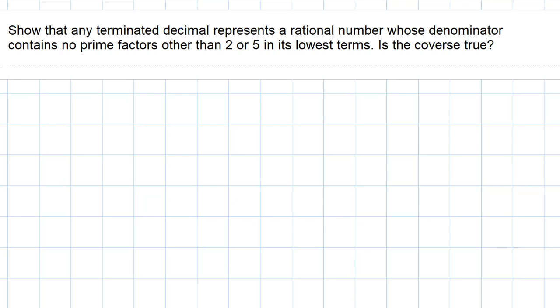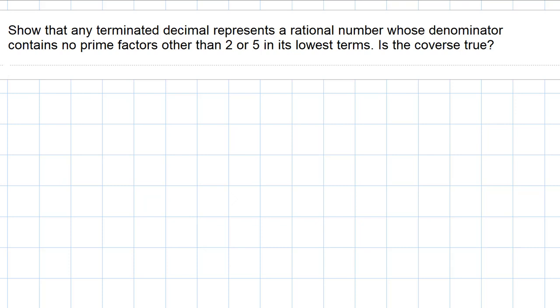Today we'll be looking at terminated decimals. Those are decimals that come to a stop after a finite number of decimal digits. We need to show that any terminated decimal represents a rational number whose denominator contains no prime factors other than 2 or 5 when the fraction is written in its lowest form.